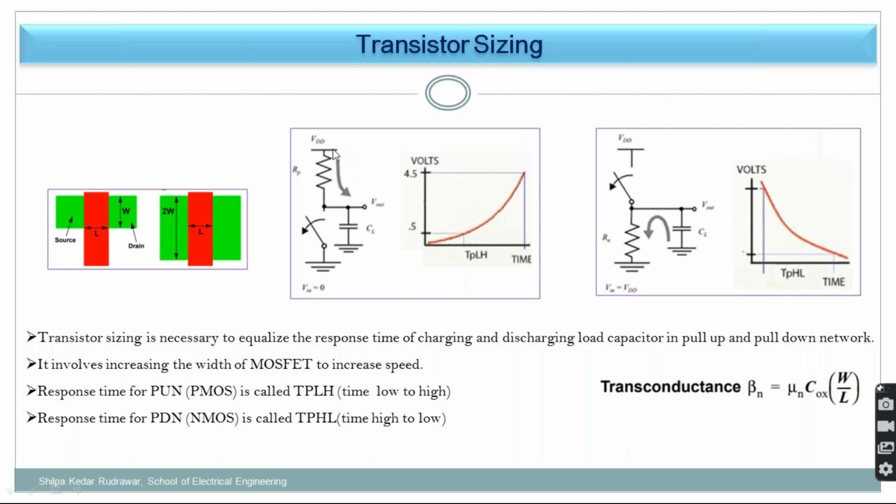What is response time? This is PMOS, where the capacitor is charging from 0 to VDD. So the response time of PMOS is denoted by TPLH, which is the time low to high, and the pull down network NMOS is called TPHL, high to low. So this is clear. On this there are questions for the poll. Hope this particular point is clear.